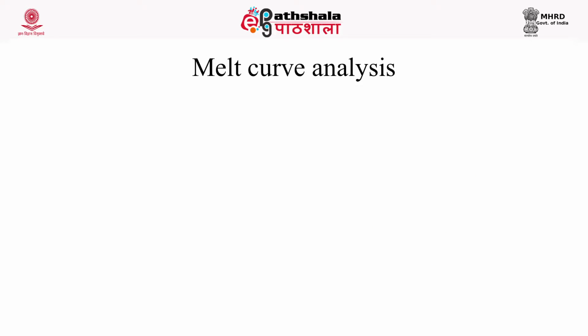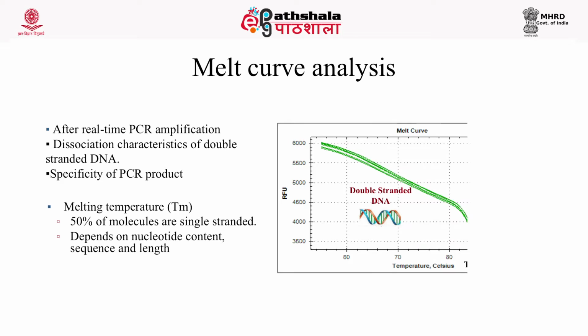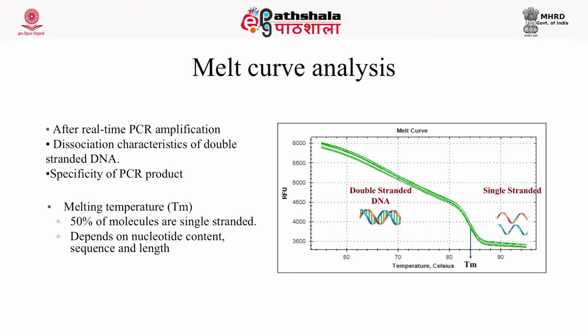A very important aspect of real-time PCR quantification is melt curve analysis. Melt curve analysis is a feature of the software and is done after real-time PCR quantification. It gives us the dissociation characteristics of double-stranded DNA in the PCR sample and also the specificity of the PCR reaction. Melting temperature or Tm as shown in the graph is a temperature at which 50% of molecules are single stranded. This temperature Tm depends on the nucleotide content, the sequence and the length of the DNA.